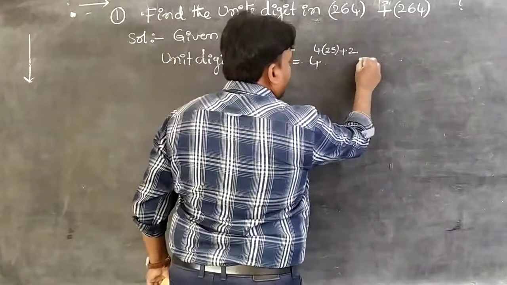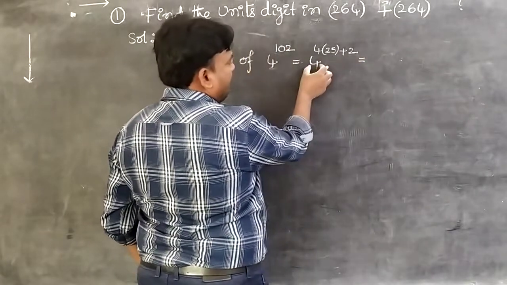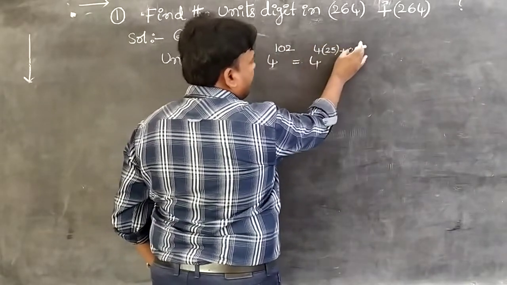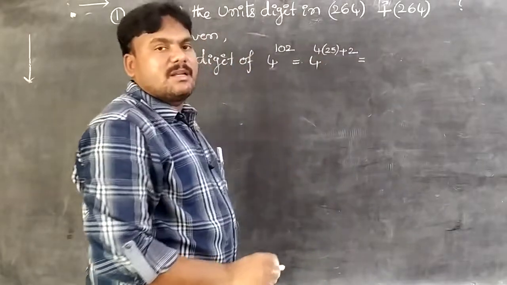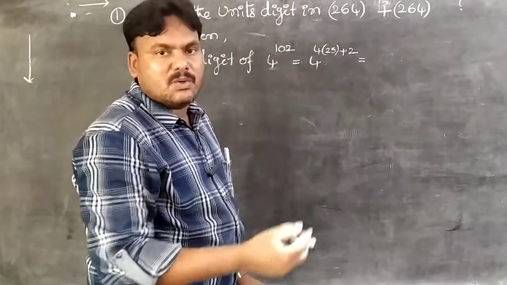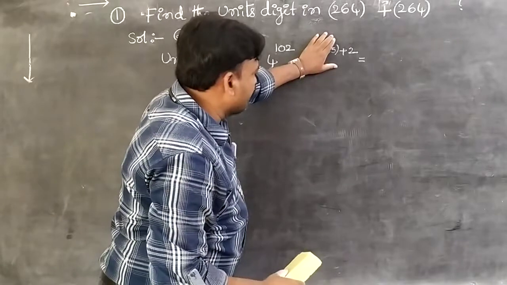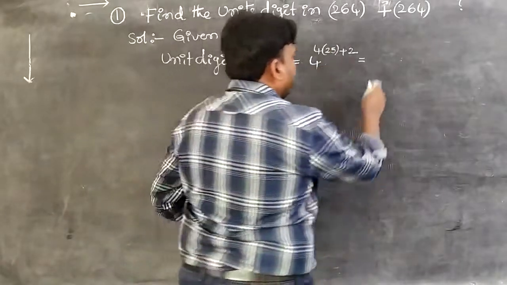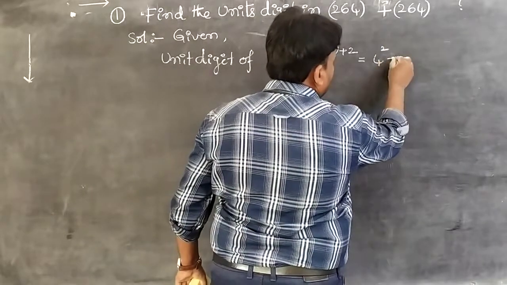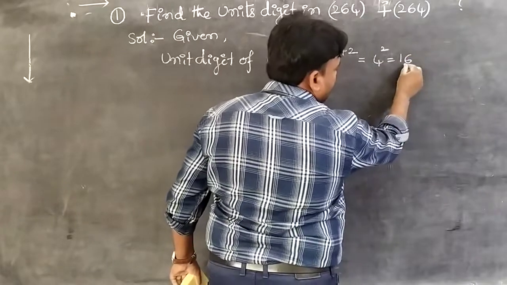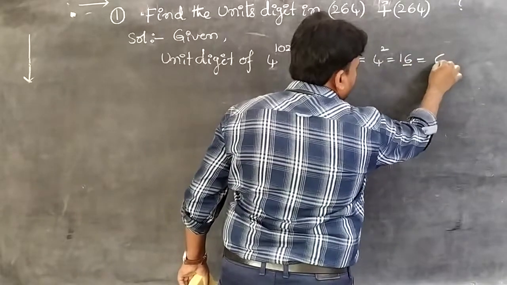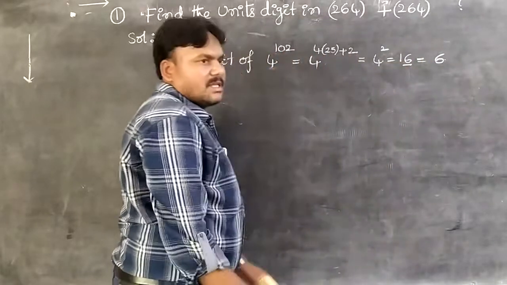So here observe. Let them first one. This is in the form of a power m plus n. A power m plus n means a power m into a power n. So let them first value. What about remaining? 4 square. 4 square means it becomes 16. What is its unit digit? It becomes 6, students.